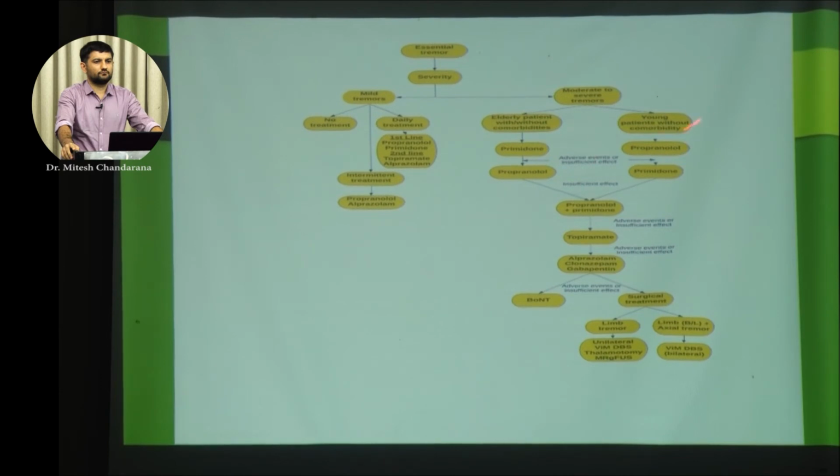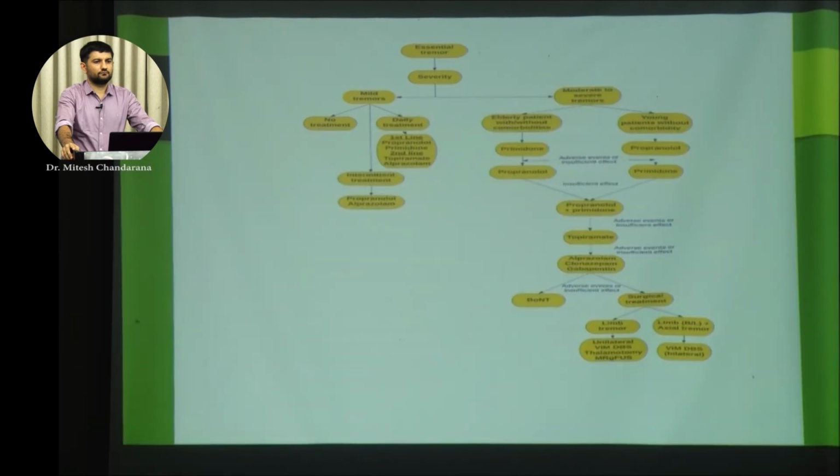And in young patients without comorbidity, first propranolol, followed by primidone. If insufficient effect, then go for combination as the next step. If still insufficient effect, go for second line treatment like topiramate, and then alprazolam, clonazepam, and gabapentin. And after that, botulinum toxin and surgical treatment.